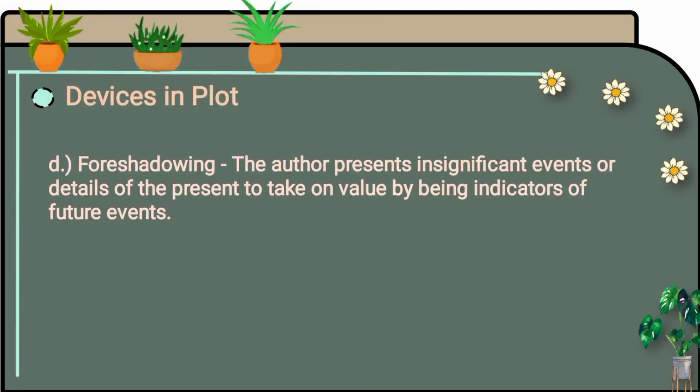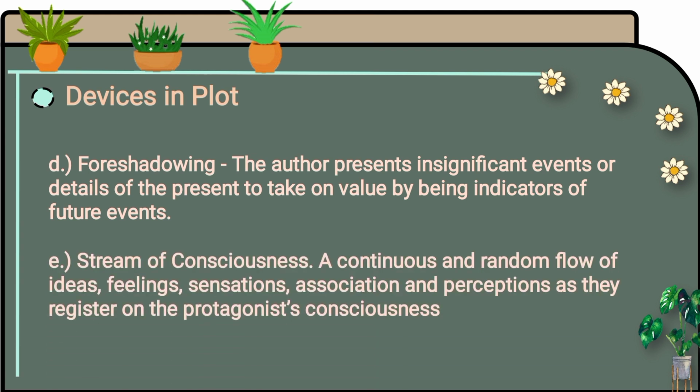The author presents insignificant events or details of the present that take on value by being indicators of future events. So dito naman, nagpapakita ng isang bagay o isang pangyayari yung author na magkakaroon ng kaugnayan sa mangyayari pa sa hinaharap. Yun yung tinatawag natin na foreshadowing. And lastly is the stream of consciousness.